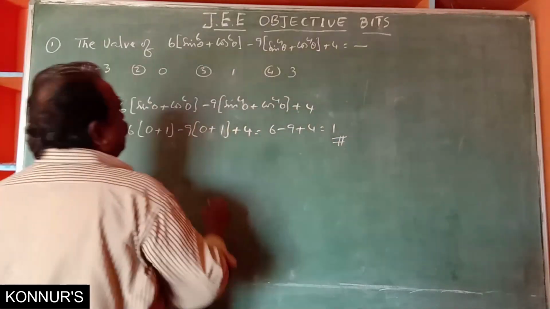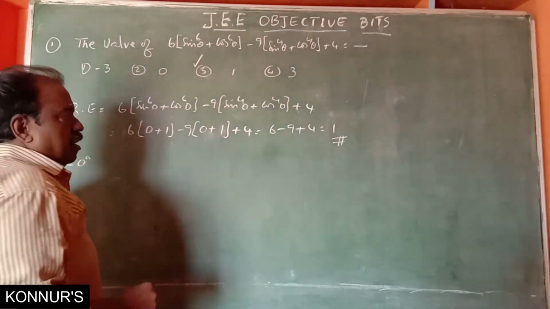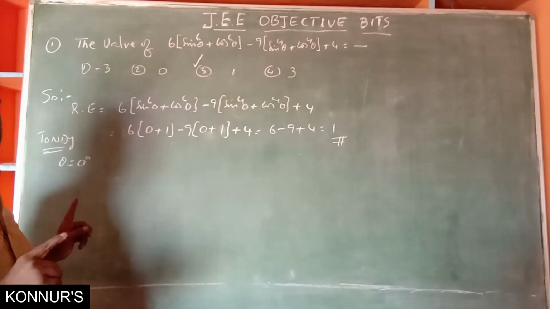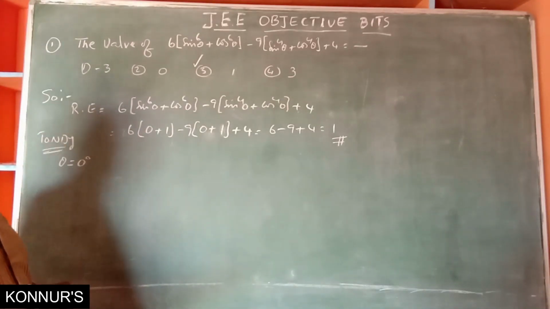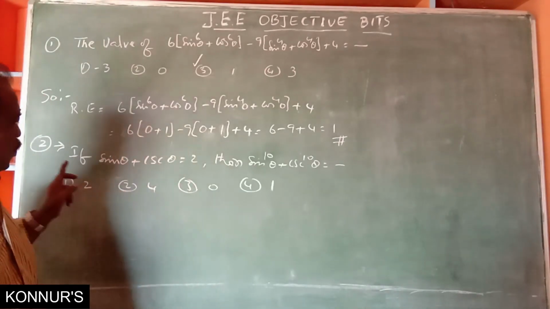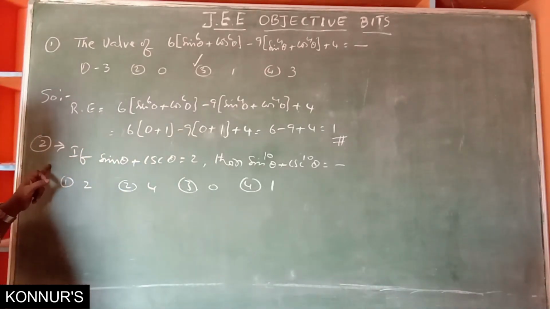Okay na? So the option is 3. Is it clear? This is a substitution method called the 20 method. The next problem, the second one.